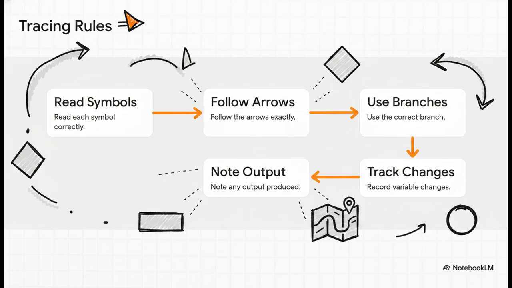So how does this build into our rules of the road? Well, when you're tracing, you really have to adopt a strict rule-following mindset. As our source material outlines, you absolutely must read each symbol correctly. You must follow the arrows exactly as they point, no skipping ahead. You must use the correct branch after a decision, you must record variable changes, and you must note any output produced. If you ignore even one of these rigid steps, well, you're going to get totally lost on the map.